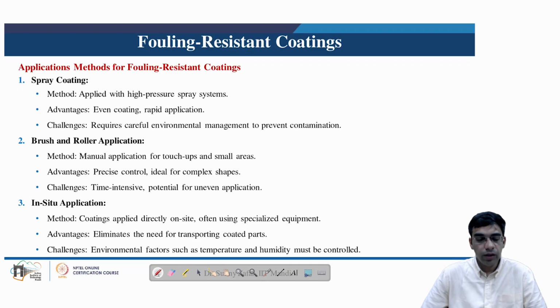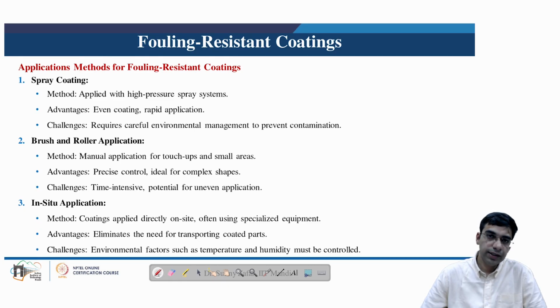So now next we will see the various methods of applying the fouling resistant coating. These methods include spray coating, brush and roller application. These are similar to what we have discussed earlier, with the only difference being that high pressure systems are used in the spray system, and there also needs to be careful environmental management to prevent contamination of the surrounding region. In terms of brush and roller application, it offers precise control for complex shapes, but is quite time intensive and may lead to uneven application of the fouling resistant coating material.